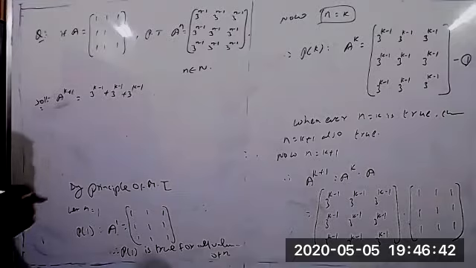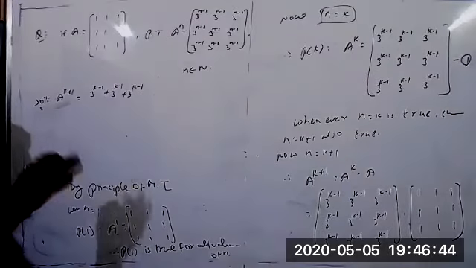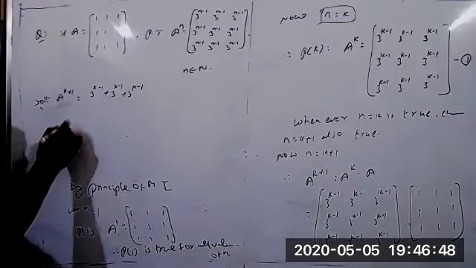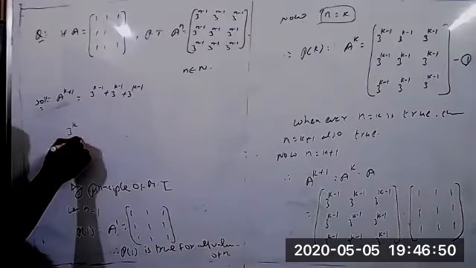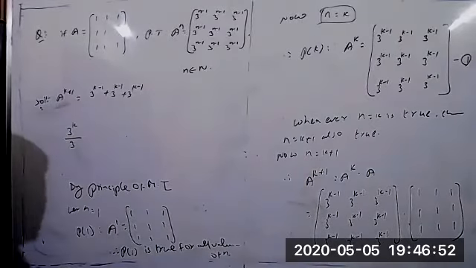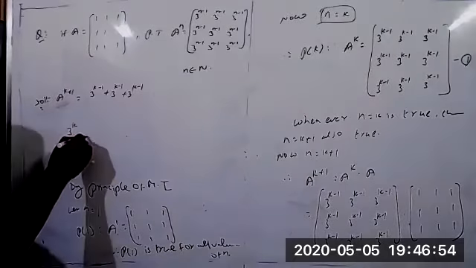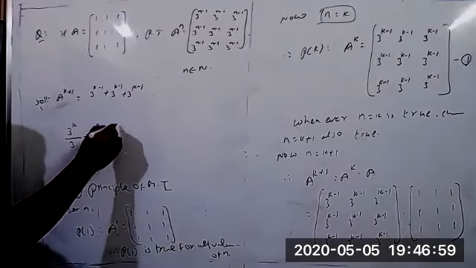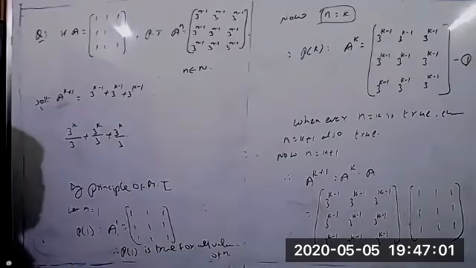I'll give one small thing. I am simplifying this term. Once you simplify this value, what is the meaning of 3 power K minus 1? It is 3 power K by 3. Plus this also you can write as 3 power K by 3. This also you can write as 3 power K by 3.